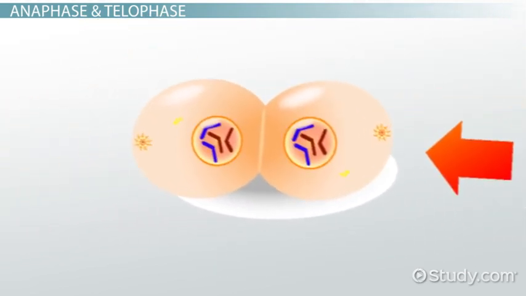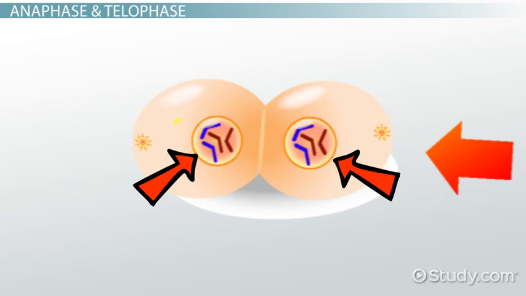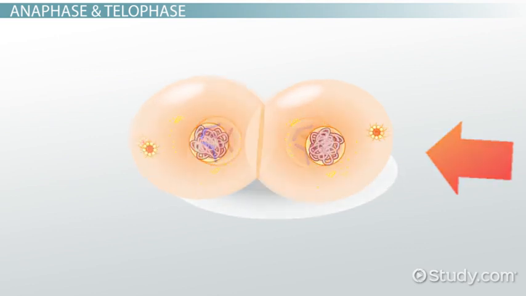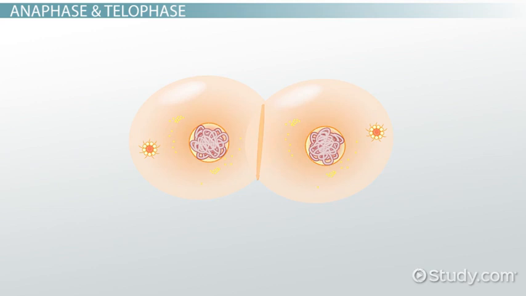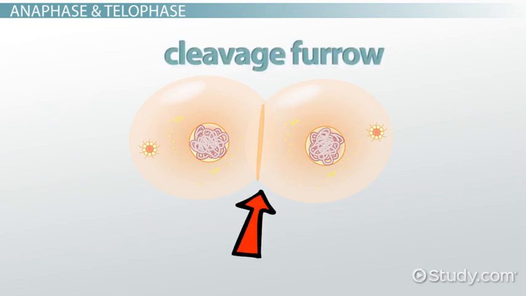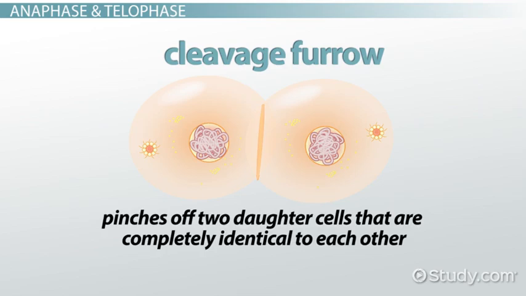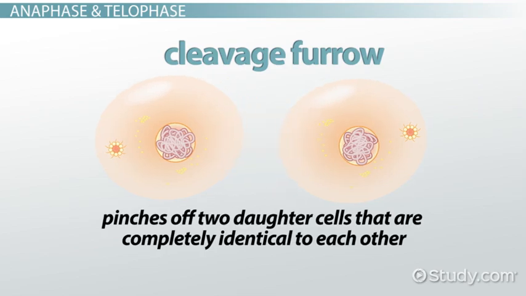Telophase is like the reverse of prophase. Spindle fibers disappear, nuclear envelopes form around each set of daughter chromosomes, and the chromosomes condense into chromatin. Mitosis, or nuclear division, is now complete, but the cell still needs to split into two. During telophase of mitosis, cytokinesis begins. This is the division of the cytoplasm with a cleavage furrow. The cleavage furrow pinches off two daughter cells that are completely identical to each other.